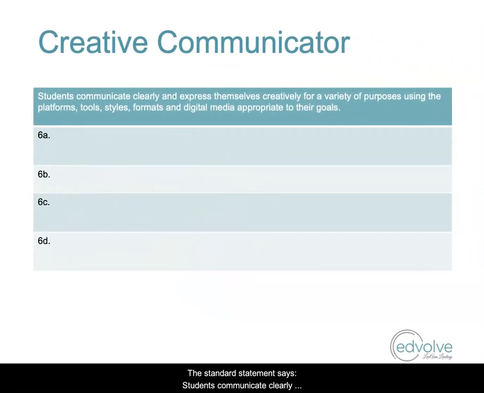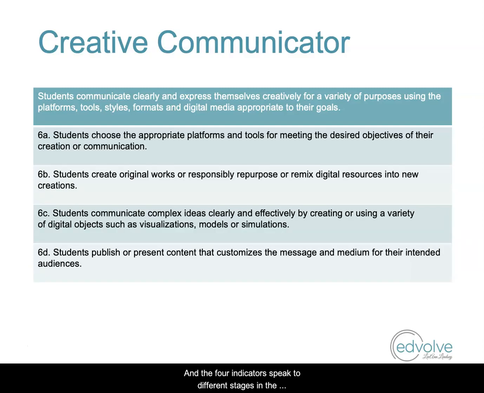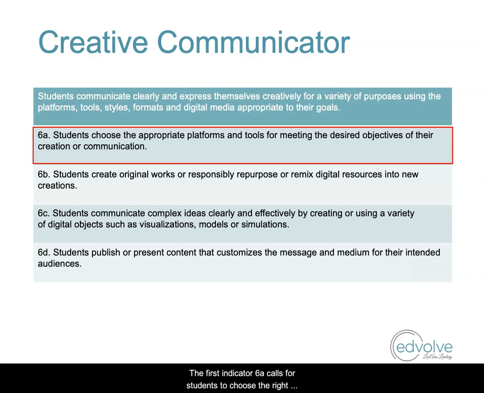The standard statement says, students communicate clearly and express themselves creatively for a variety of purposes using the platforms, tools, styles, formats, and digital media appropriate to their goals. And the four indicators speak to different stages in the communication process, from choosing the right tools to publishing original content. The first indicator, 6A, calls for students to choose the right platforms and tools for their specific communication goal.